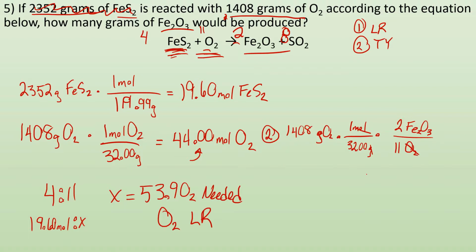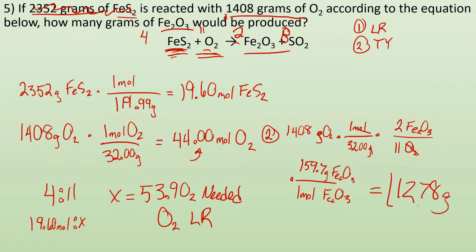So I'm going to continue it on over here. I know 1 mole of Fe2O3 has a mass of 159.7 grams of Fe2O3. So now I can pick up my calculator, I can plug and chug, and I get 1278 grams as my theoretical yield.